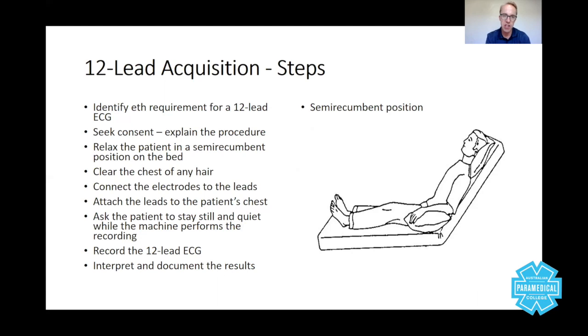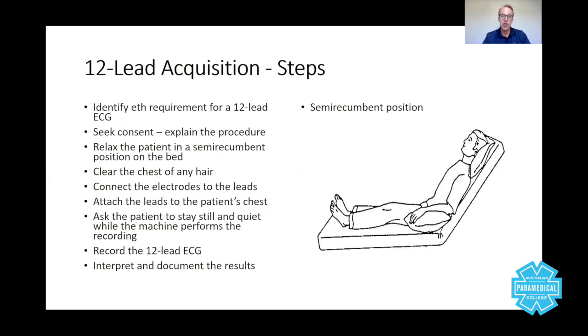Relax the patient in a semi-recumbent position on the bed. Now you can also do it in a flat position. There are texts that say that's actually the better position, but most paramedics tend to do it in this semi-recumbent upright position because it's more comfortable for the patient, as long as they stay nice and still. Clear the chest of any hair by using the razor.